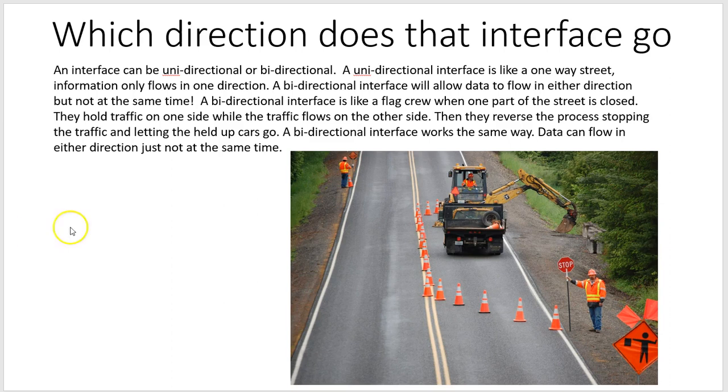Data can only flow in one direction at a time. So if this is our interface, we can have message traffic going up this road, and then they'll flip these signs, and then the traffic that should go in this lane will come down this lane, right? So it can only go in one direction at a time. It can't flow in both directions at the same time.